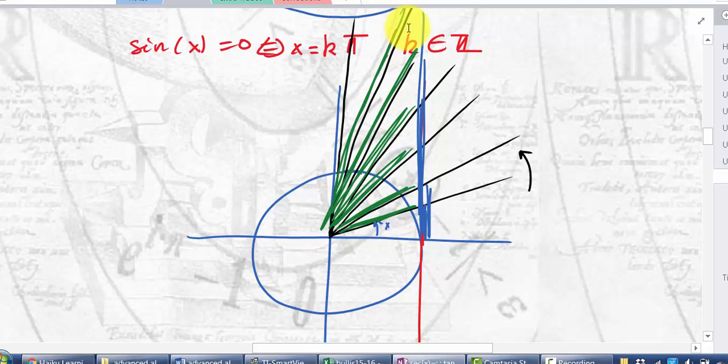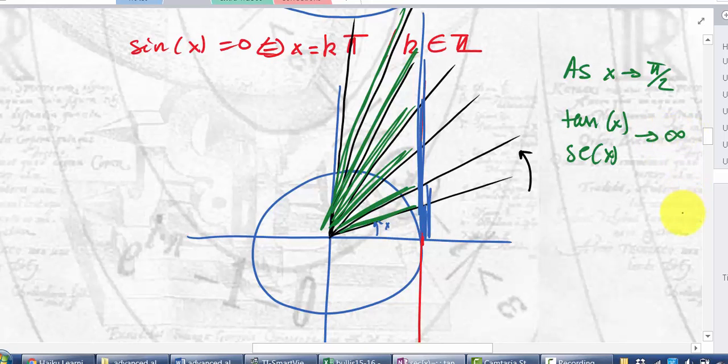So basically, as x approaches pi over 2, what do we notice about tangent x and secant x? They both approach infinity. They're getting larger and larger, and they approach infinity.